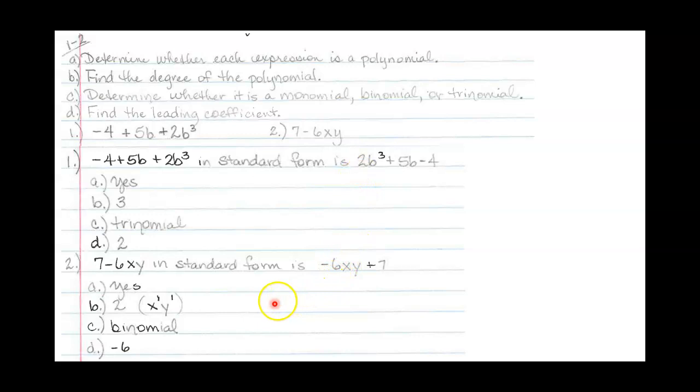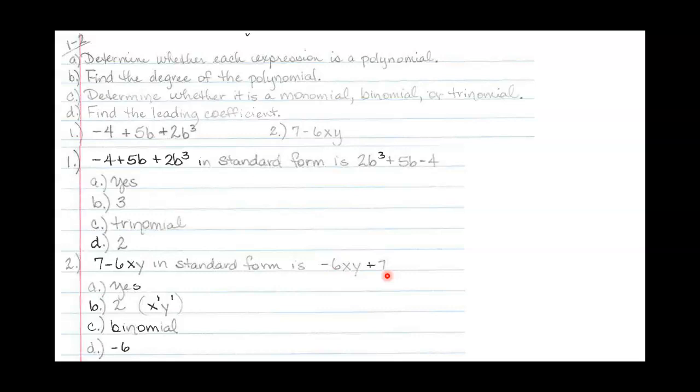For the next one, again, I'm going to start off by putting this in standard form so that it's a little easier to see. Again, we talked about what a polynomial was a moment ago, and this does meet those qualifications. And then determining its degree. So this is x to the first, and this is y to the first. So the degree of this monomial would be 1 plus 1, or 2. And then this is 7x to the 0, and so its degree would be 0.